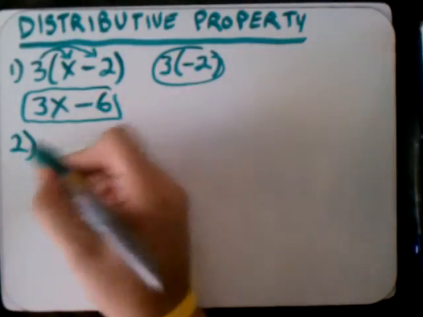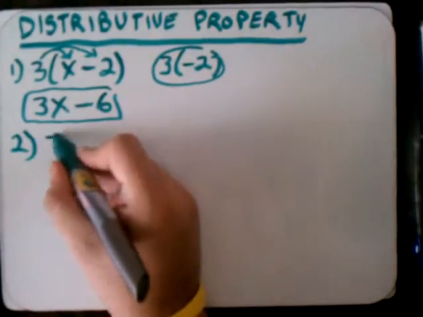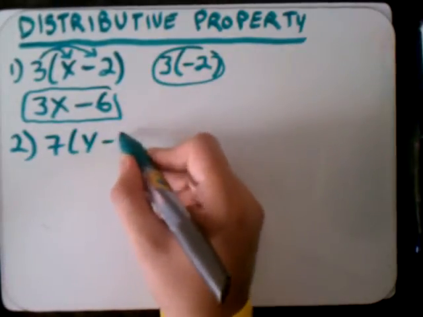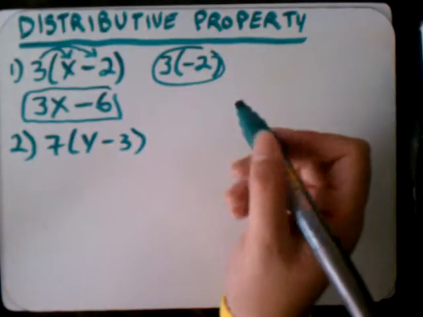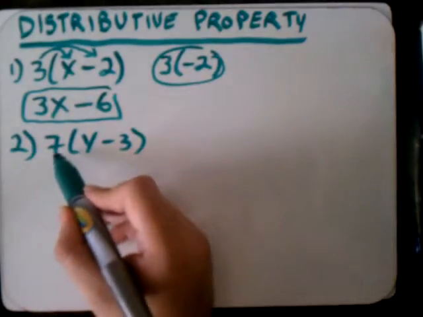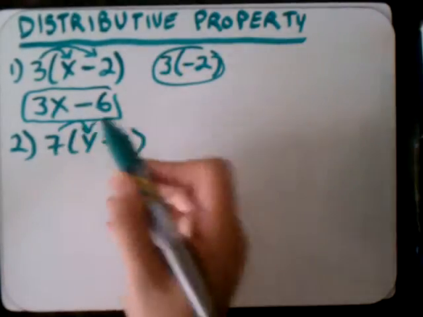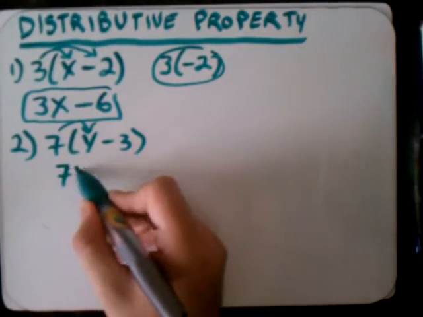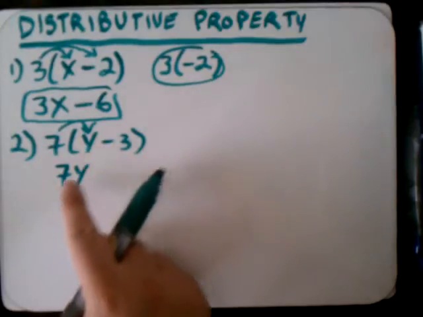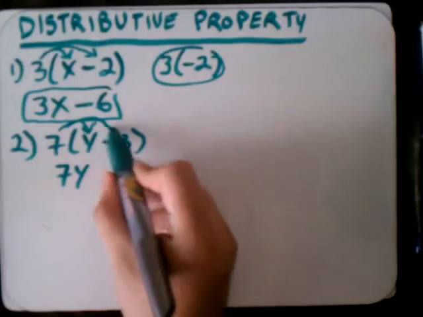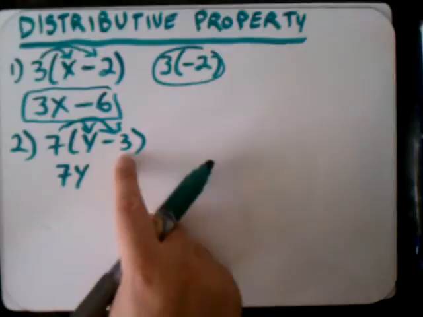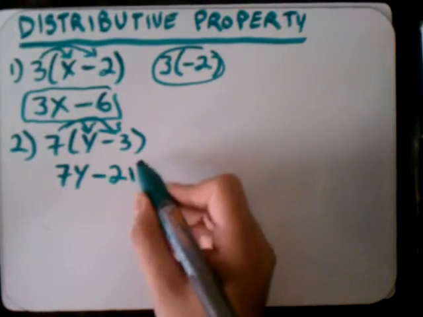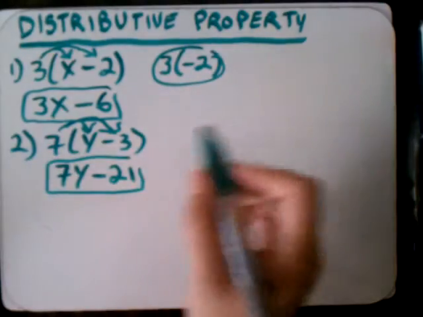Example number 2, you have 7 times (y minus 3). Again, the outside multiplies the inside. 7 times y is just 7y, a number and a variable, you just put them together. And then 7 times negative 3 is negative 21. And that's your answer.